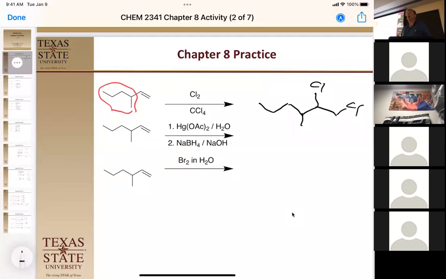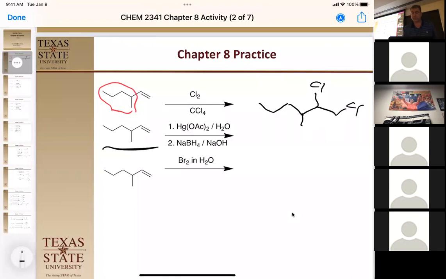Now they are adding anti, but because that bond has free rotation, you can write them any way you want. This one right here is chiral, so we're going to have a mixture of R and S on this one, but this one can be drawn in any position it wants because it can free rotate. So that's one way to learn that reaction, right?